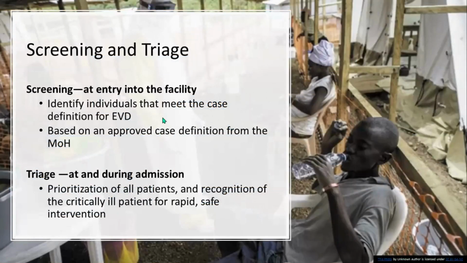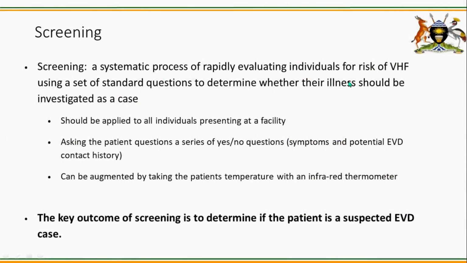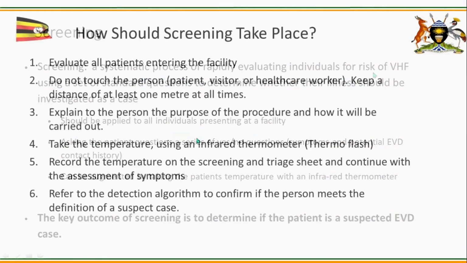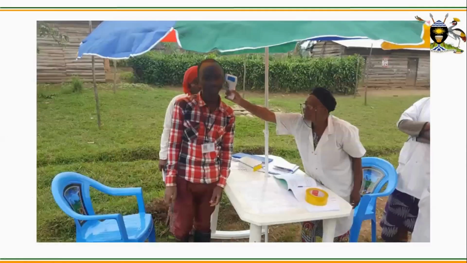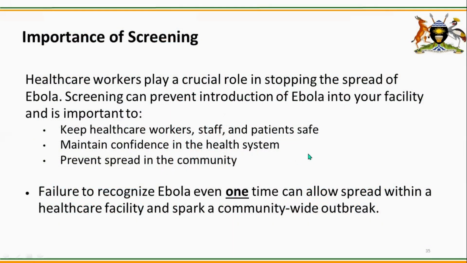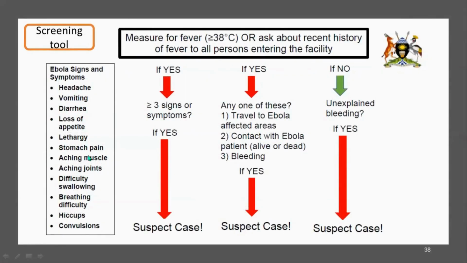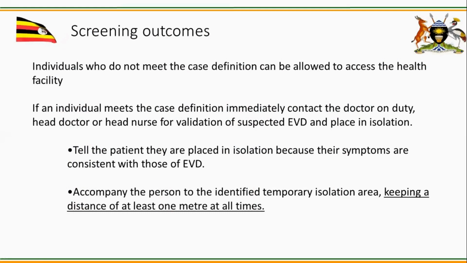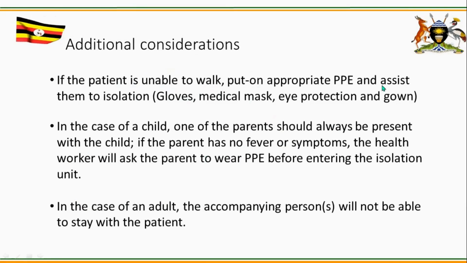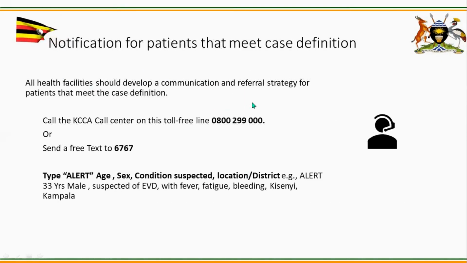You identify individuals that meet the case definition for Ebola, and rapidly evaluate the individual. Where I see the Askari, when they are doing the screening, they build the confidence of the health system and prevent the spread. Vomiting, diarrhea, loss of appetite, lethargy, stomach pain, categorized as a suspect, and then is given PPE and assisted to isolate. So this is a very big number. They will still divert you and send you to this KCCA number.